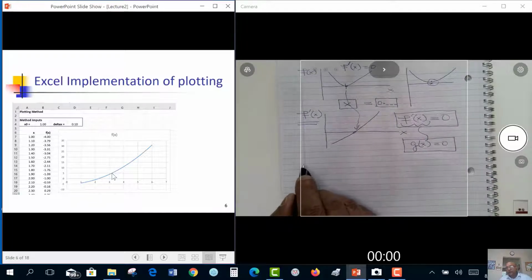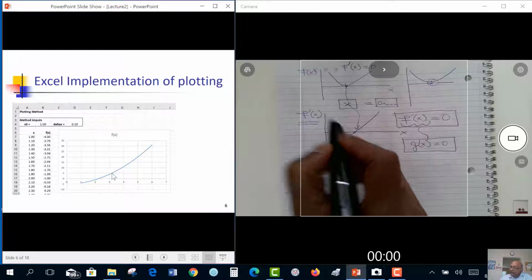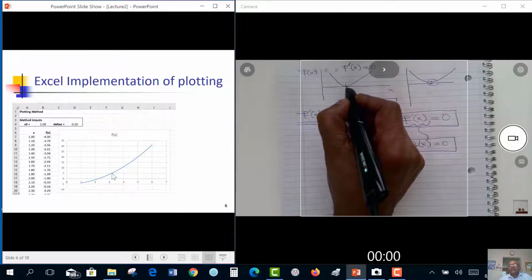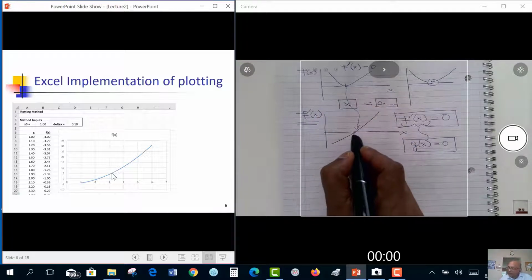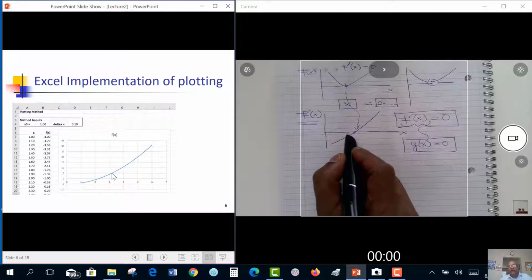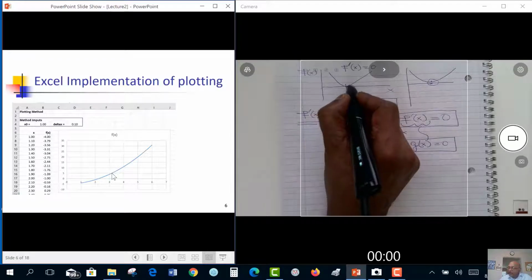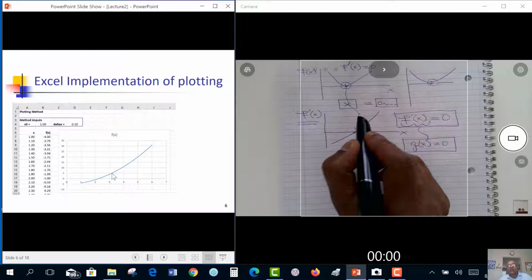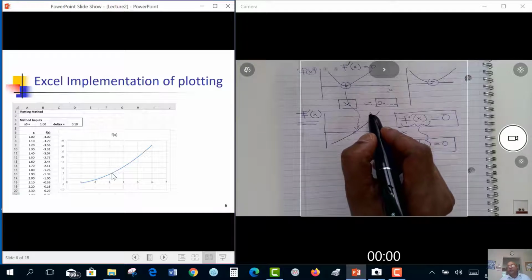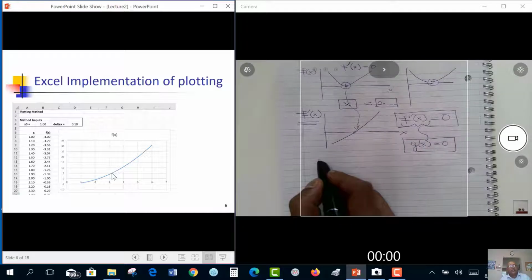So that's the key point. Practically, we never want to test for touching the x-axis. We are going to test for crossing the x-axis. But mathematically, as far as the definition of the root is concerned, it only needs to touch, not cross, the x-axis.